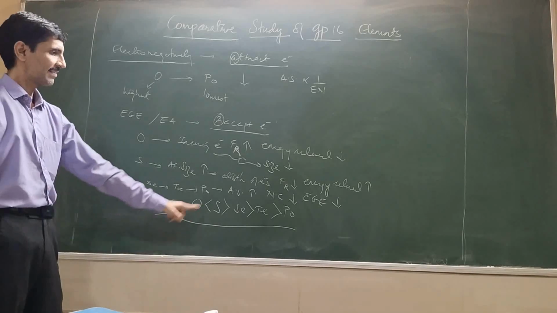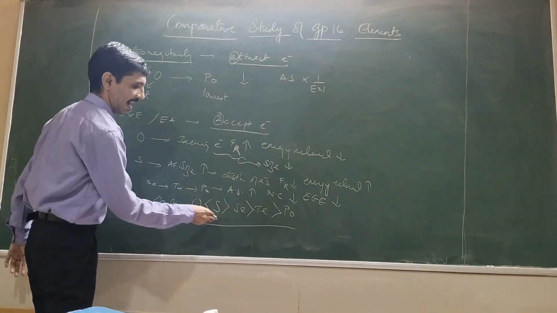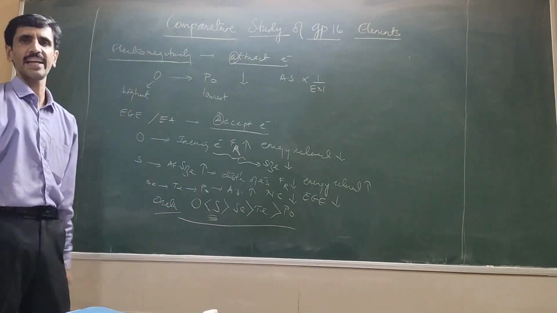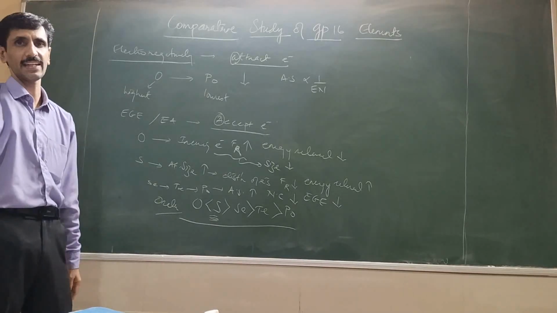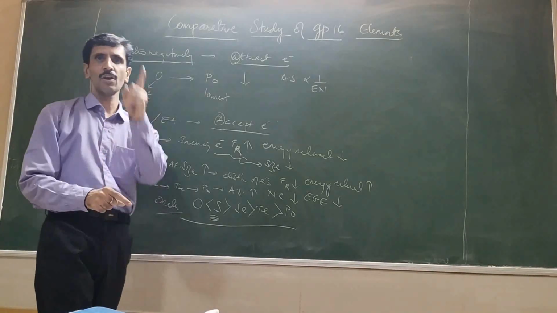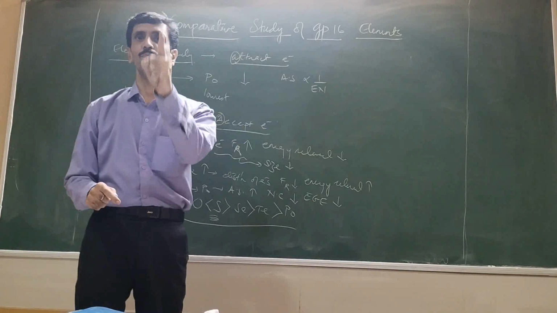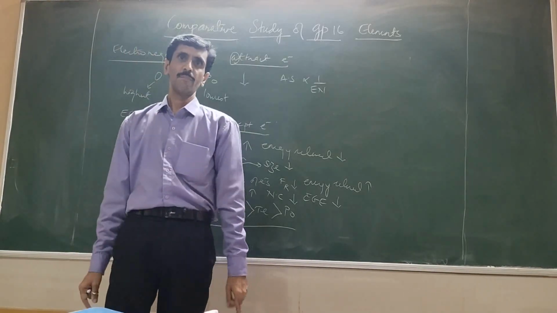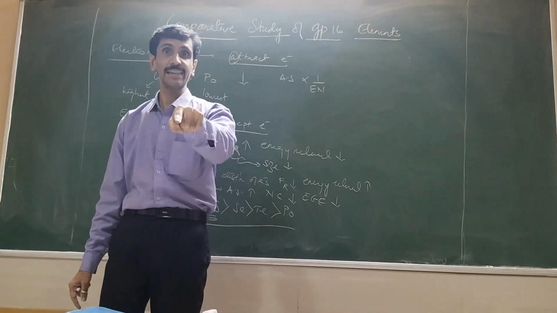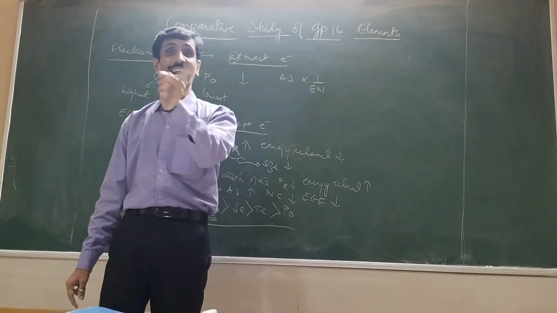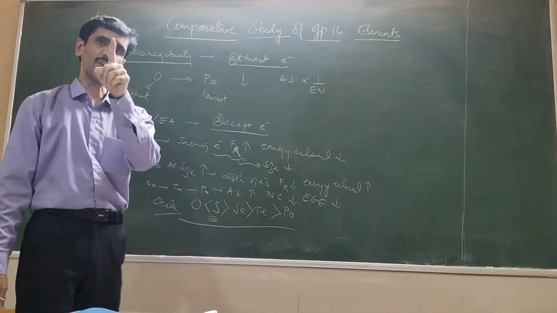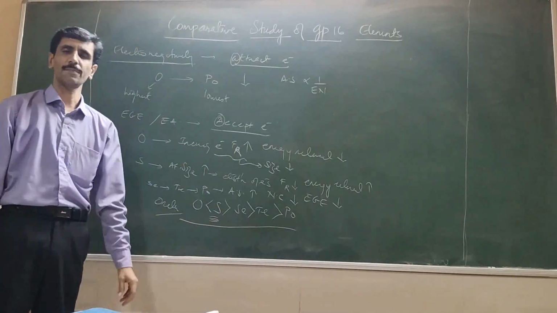So we can say sulfur has the highest electron gain enthalpy in group number 16. So please remember, my dear friends, oxygen's electronegativity is more than sulfur, but the electron gain enthalpy of oxygen is less than sulfur. Alright? So I hope you have understood this explanation.